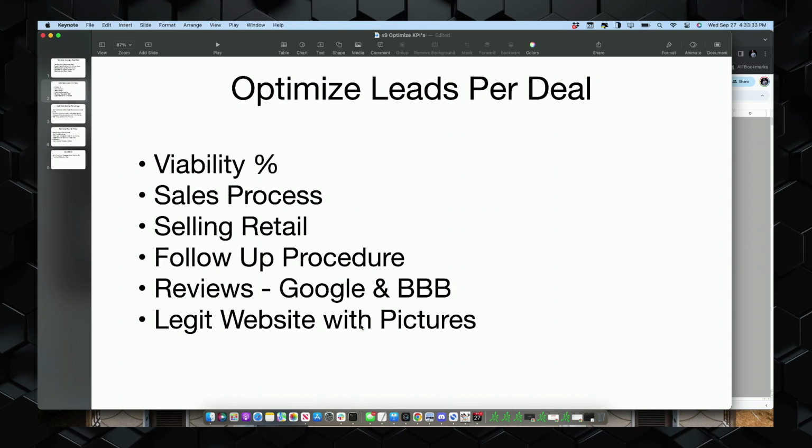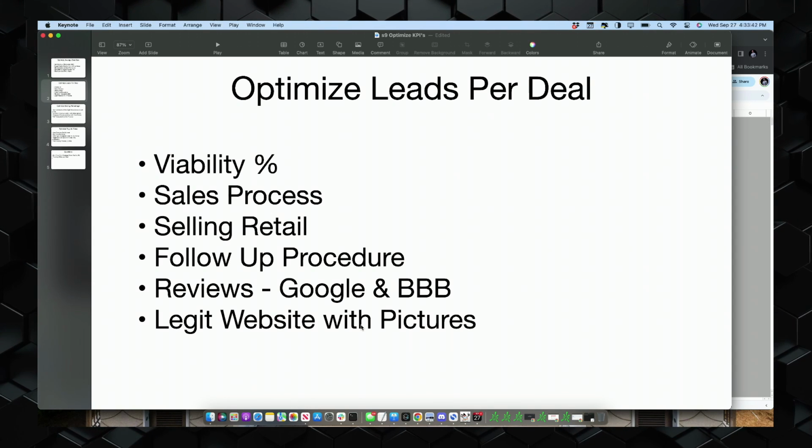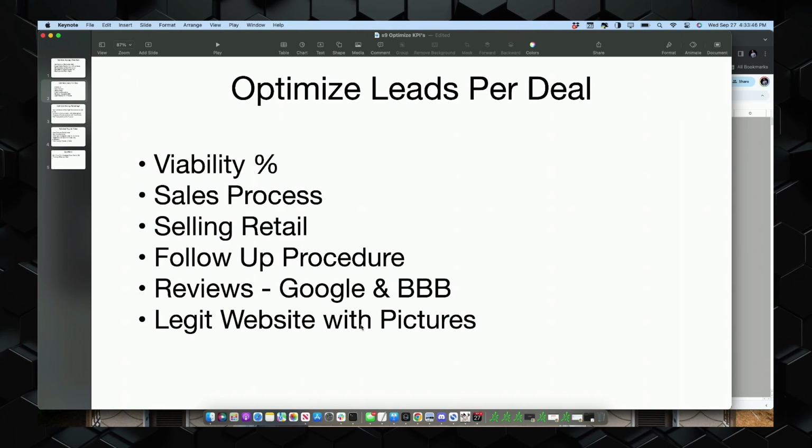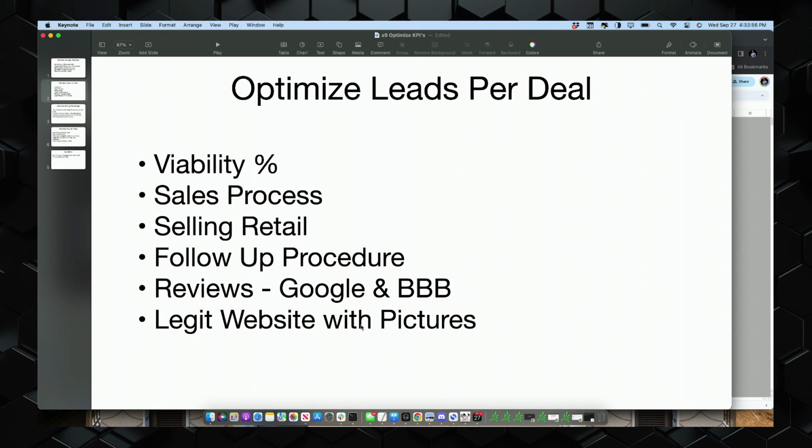Let's talk about how to optimize these. If we talk about optimization, first off, we have viability percentage, sales process, selling retail versus wholesale. That will increase your average deal size, and it will increase your closing percentage because you can offer more. Your follow-up procedure, and look at your Google reviews and BBB reviews, and make sure you have a legitimate website and pictures. So let's talk about the first one, viability percentage.